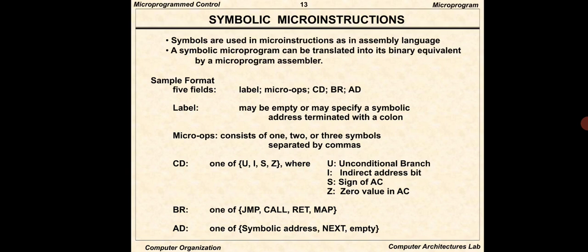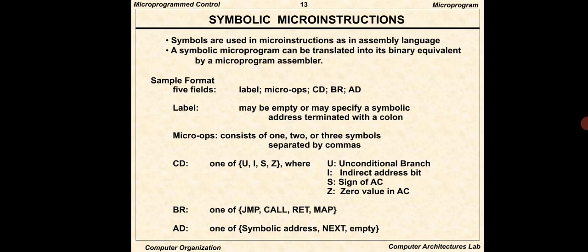What do you mean by label? A label may be empty or may specify a symbolic address terminated with a colon. I use it whenever I need to jump to a particular location. I give a name to that particular instruction, so whenever I call that name, it goes directly to that instruction and executes those instructions. That is your label, and a label should always be terminated with a colon.